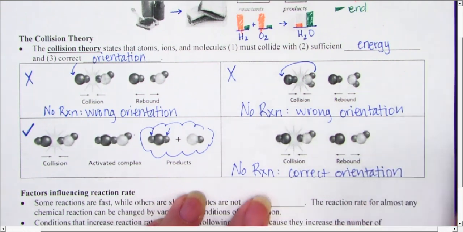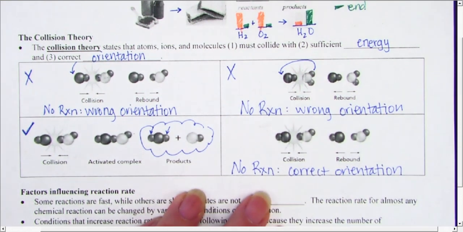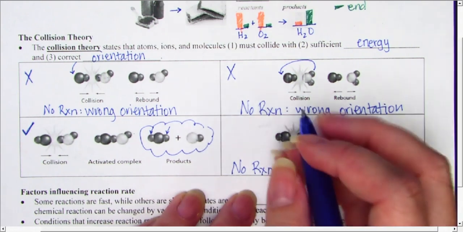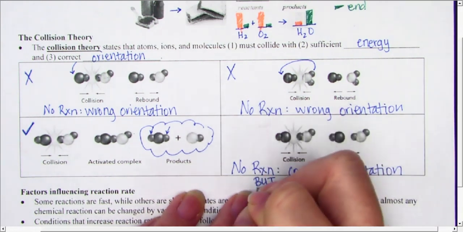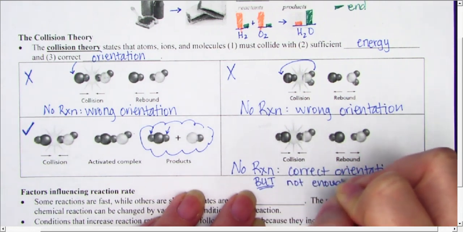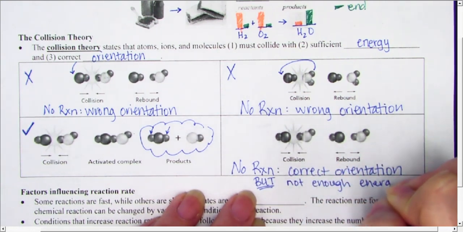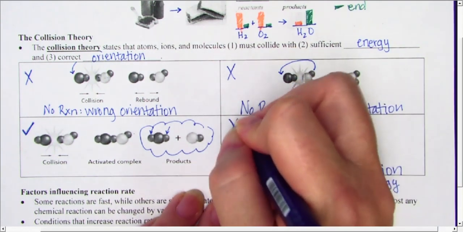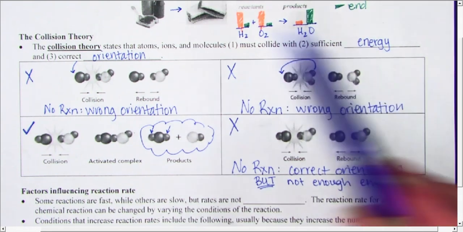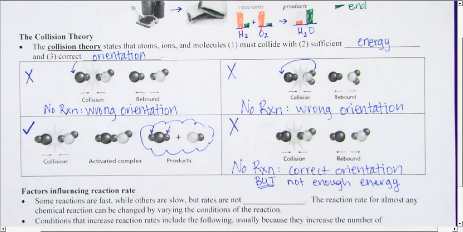So what we can assume then is if there's a collision and it's in the correct orientation, and it did not produce products, then there was not enough energy. So all three things have to occur. You have to collide with sufficient energy and the correct orientation. If you do this, you will have a successful collision, a successful reaction.